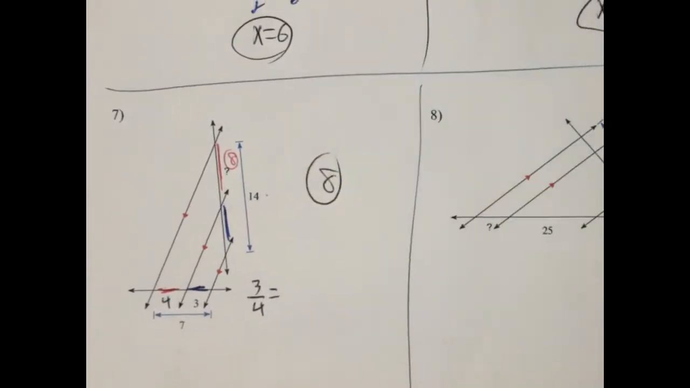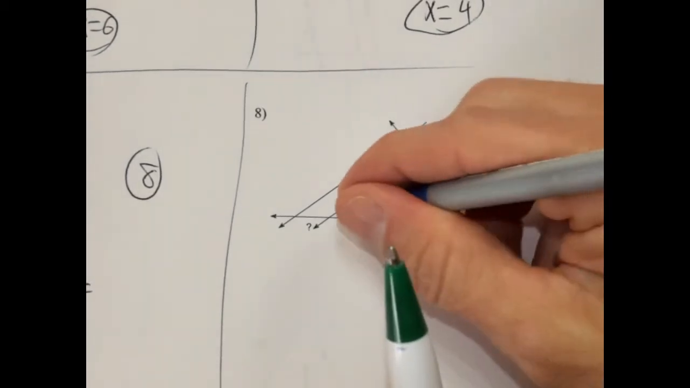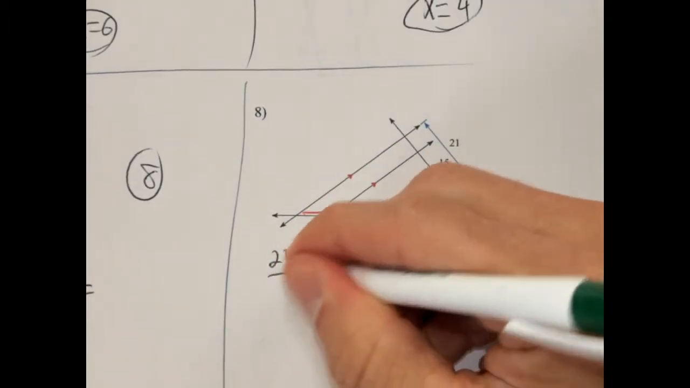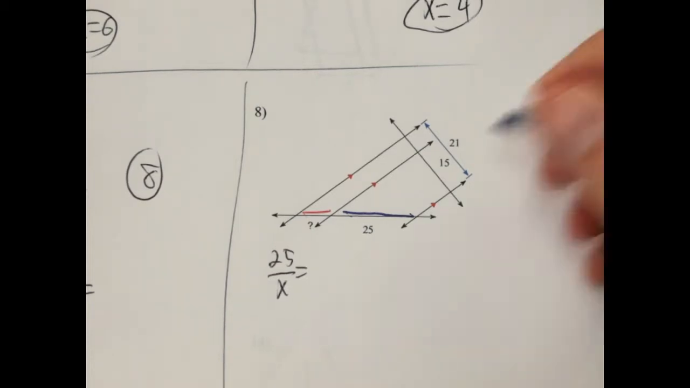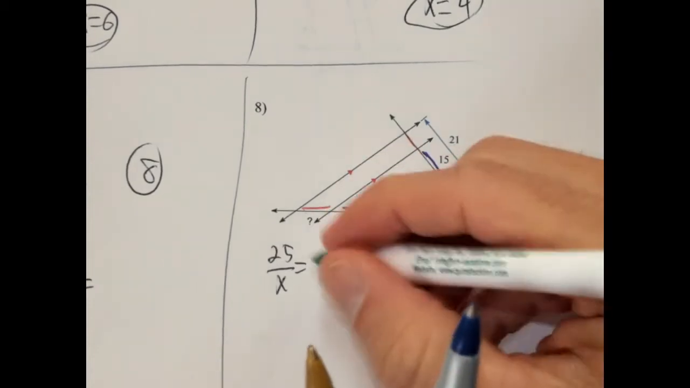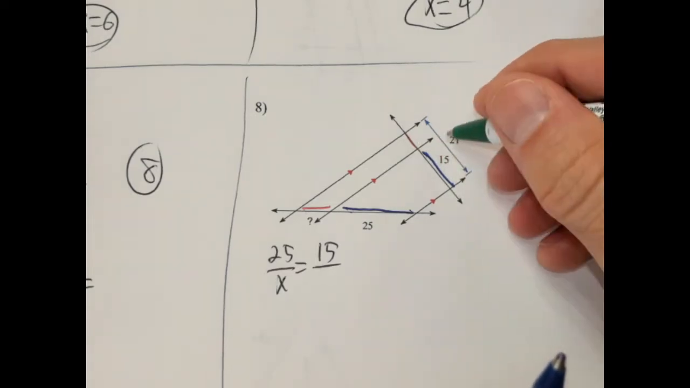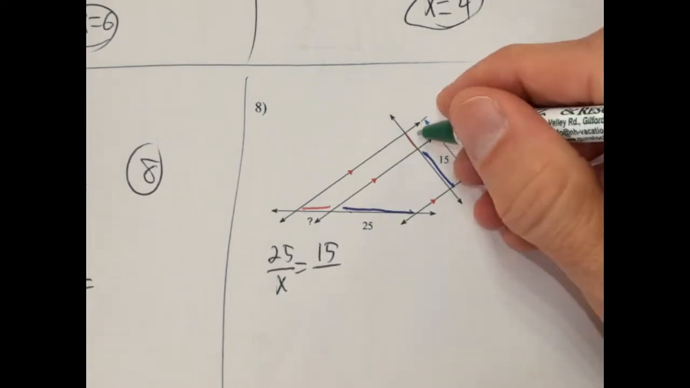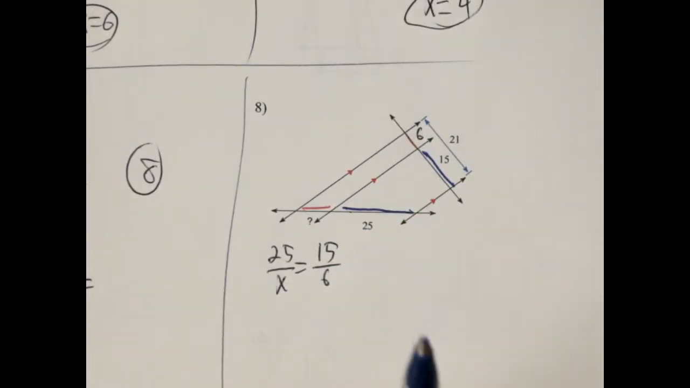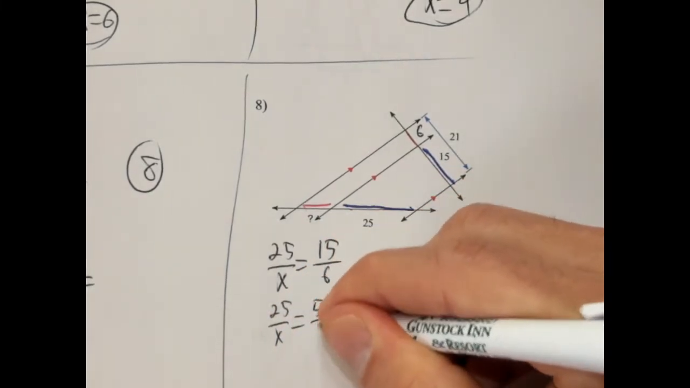Okay, let's look at number 8. So we're going to go blue over red. So we're going to have 25 over x equals blue over red, 15 over, now this whole thing is 21, so that means this plus this is 21. So this is going to be 6. And they're both divisible by 3, so we're going to divide those both by 3 to simplify that. So we have 25 over x equals 5 over 2.